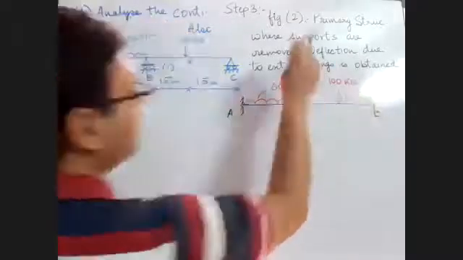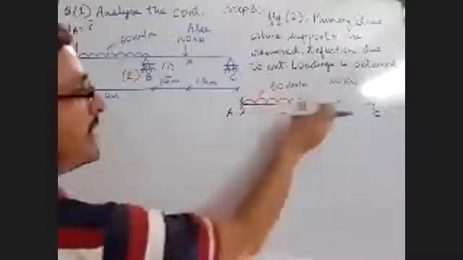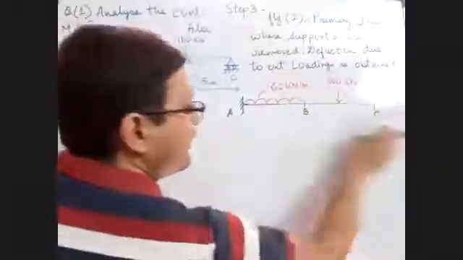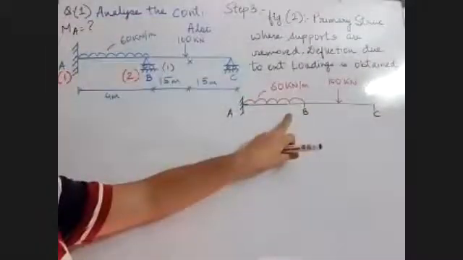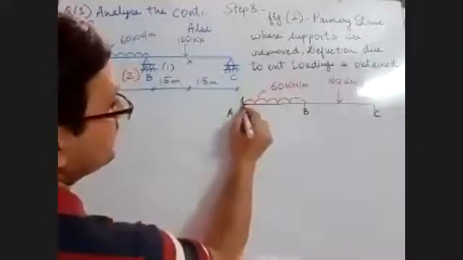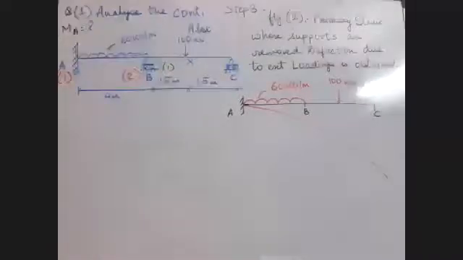So in figure 2, this is the primary structure where the loading is there, and I am just removing the support. Obviously when I have removed the support, here, from here, from here, deflection will take place. Something like deflection will take place like this.